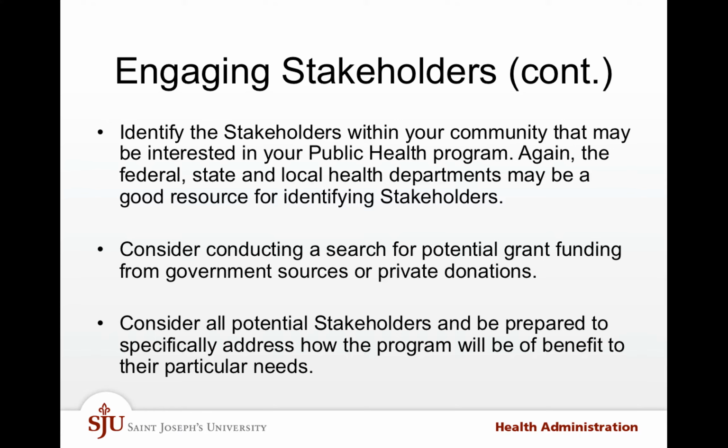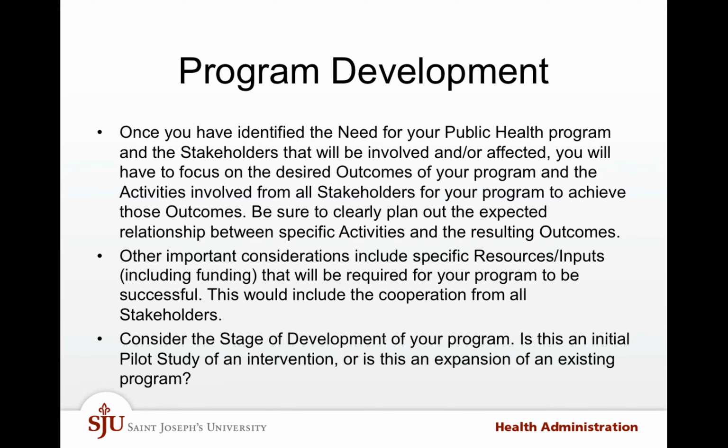And look for grant money. Try and find somebody that is actually going to fund your program. Insurance companies are good for this. Or there's tons of grant money out there. So you want to develop a program that's actually going to get funding. So do your best to try and find some funding sources. So once you have identified the need and the stakeholders, you want to start thinking about, well, what are the desired outcomes of this program? And then how are we actually going to achieve that?